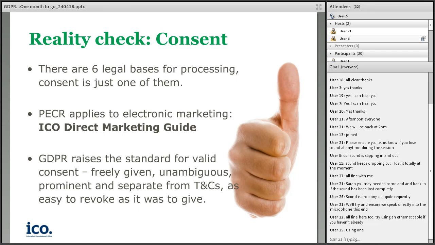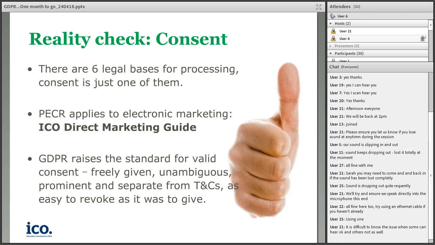It's really important to note that GDPR does raise the standard for what constitutes valid consent. So under GDPR, consent has to be freely given, specific, informed, and it's got to be an unambiguous indication of the wishes of the individual. There's got to be a clear affirmative action, which means that silence or pre-ticked boxes or any other kind of inactivity can't constitute valid consent.